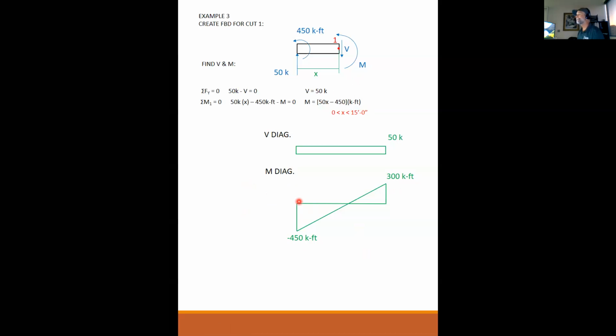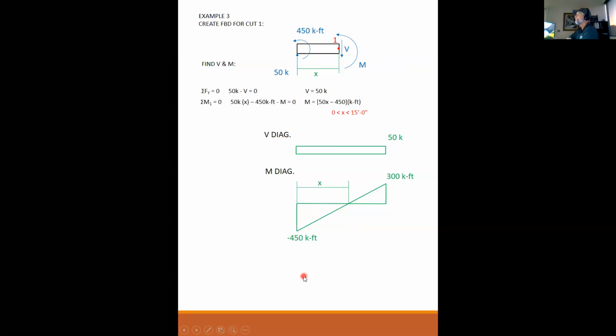Well, the ends have to be 0 unless you have an applied moment or a reaction at the end. Then it's not going to be equal to 0, but it's going to be equal to either that reaction or the applied load. So my moment at the end is equal to my end reaction, and the moment at the other end is equal to the applied load. So that's how you know those are okay.